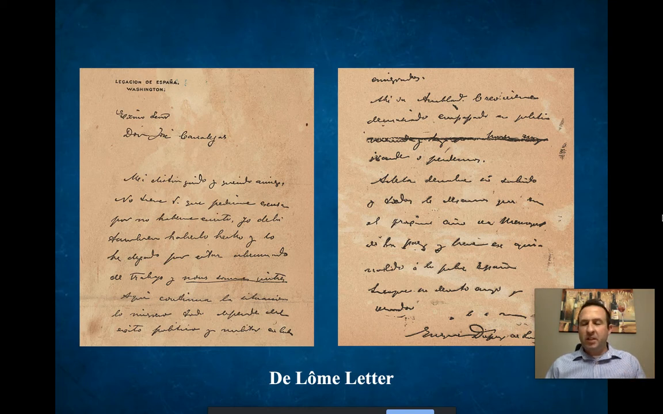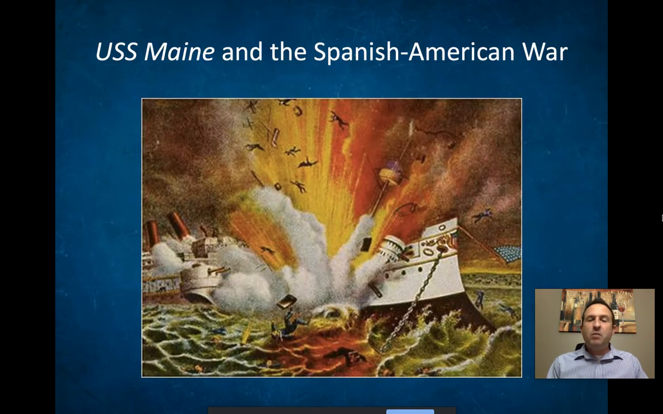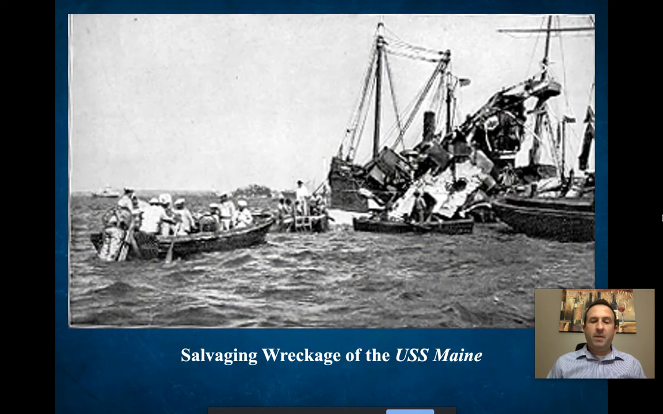Again, this is using sensationalism to try to promote this message. Then, just 6 days later, on February 15th, 1898, just 6 days after the Dole letter is published in the New York Journal, the USS Maine explodes in Havana Harbor. So it had gotten there, and suddenly it explodes. Here's an actual image from it, salvaging the wreckage. So 6 days after the Dole letter is published, the USS Maine explodes in Havana Harbor. 260 U.S. sailors are dead.